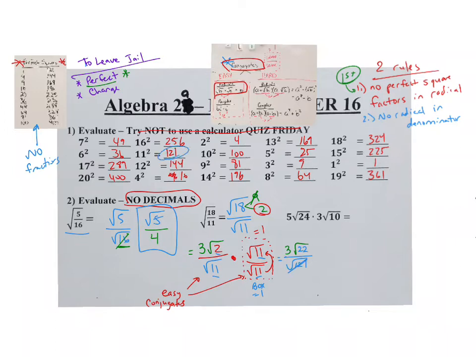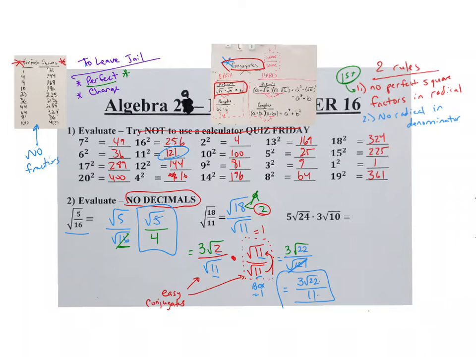Right here. So he's going to change. So your final answer becomes 3 square root of 22 all over 11. You do have to make sure that 22 can't be divided by a number on this list, and it cannot. So that's it for that one.